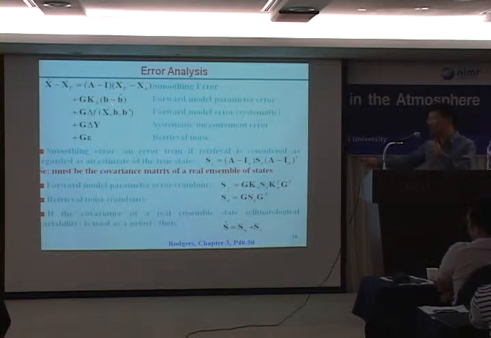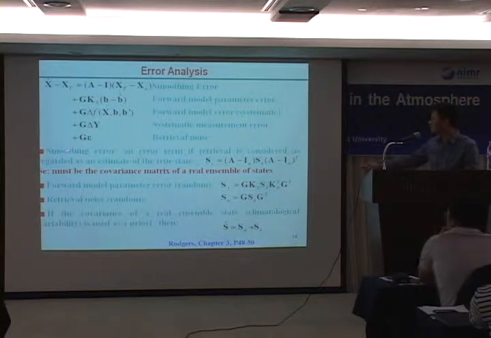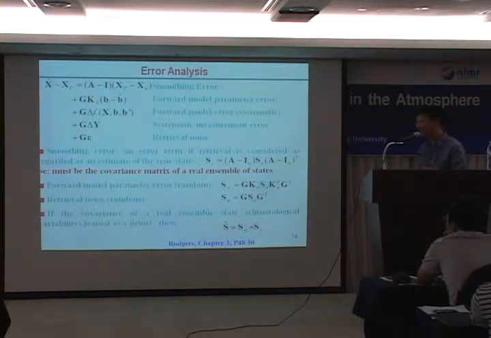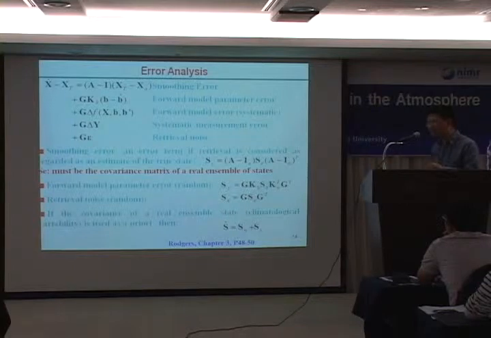So this is for a single case, but for a lot of cases, I just want to talk a little bit about smoothing error. Smoothing error sometimes can be considered an error, and sometimes it is not, depending. If you say I'm retrieving a smooth function of the true state, then in this case you don't have to consider the smoothing error as an error. But if you think you are retrieving the true state, then smoothing error should be considered as an error term.